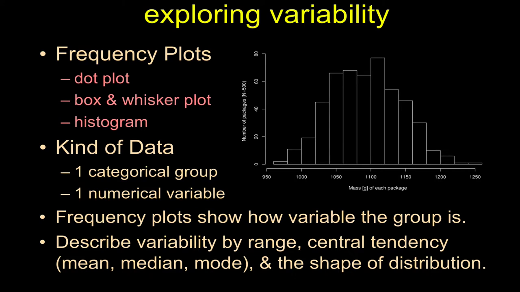Okay, so to show variability of things, if that's what you're really interested in, you want to think about some type of frequency plot. So examples of those, or potential things you could use there, would be something like a dot plot, the whisker plot, or a histogram. These are really good when we have one category of data. So the length of the frog's leg or something of that nature.